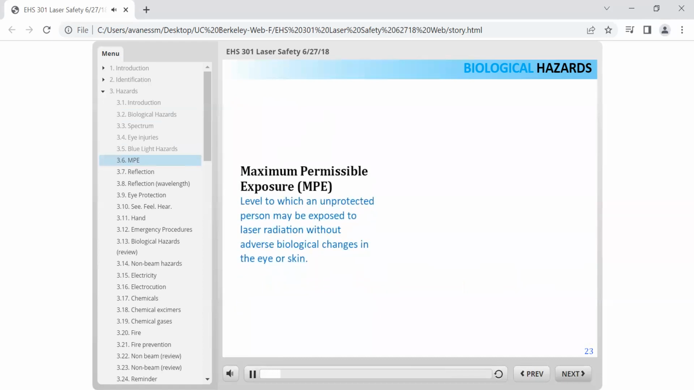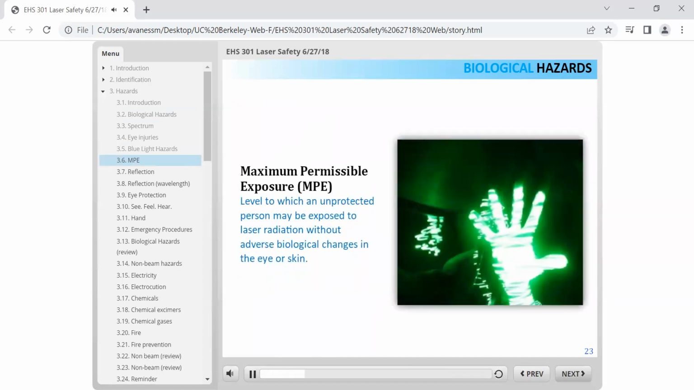Keep within the maximum permissible exposure limit for the type of laser you are using. This is a level to which an unprotected person may be exposed to laser radiation without adverse biological changes in the eye or skin. Laser levels above this limit require protective eyewear specific to the wavelength of the laser.